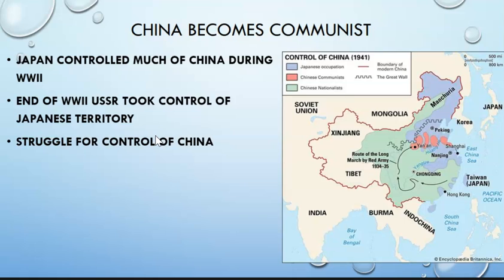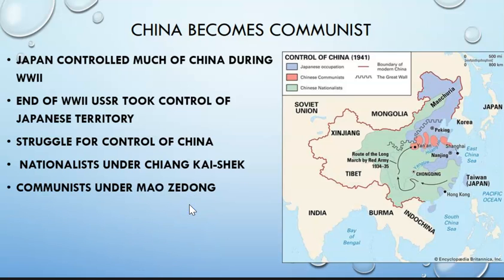But when the war was over, one of the deals is that the Soviets wanted territory that the Japanese had, and so they take over most of this blue territory, especially in the north, and of course the northern part of Korea. So you have the nationalists under the leader Chiang Kai-shek, the elected official of China, and you have communist rebels under Mao Zedong. And they are more powerful, as you can see, in the north.